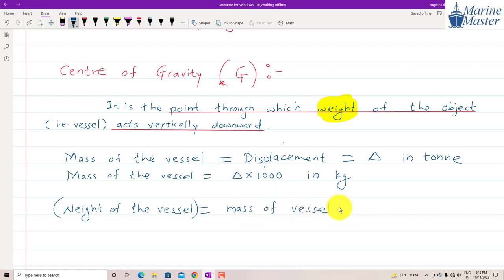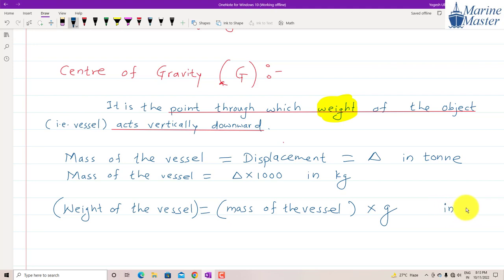Mass of the vessel, guys. What is the relation for the weight of the vessel? Mass of the vessel into G. G stands for acceleration due to gravity. So what will be the unit of weight, guys?